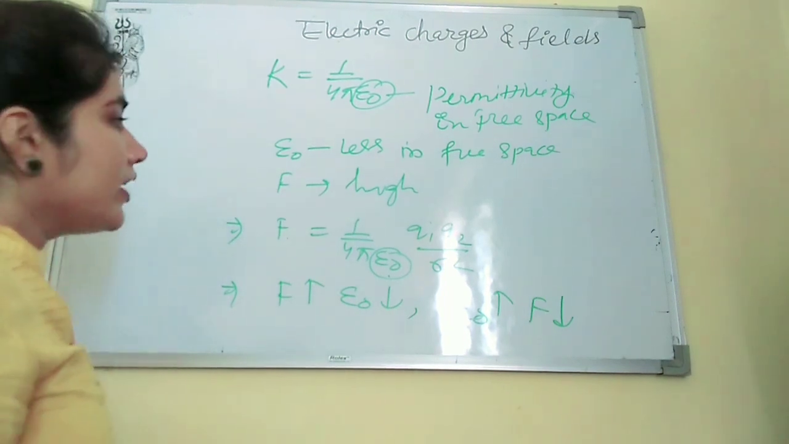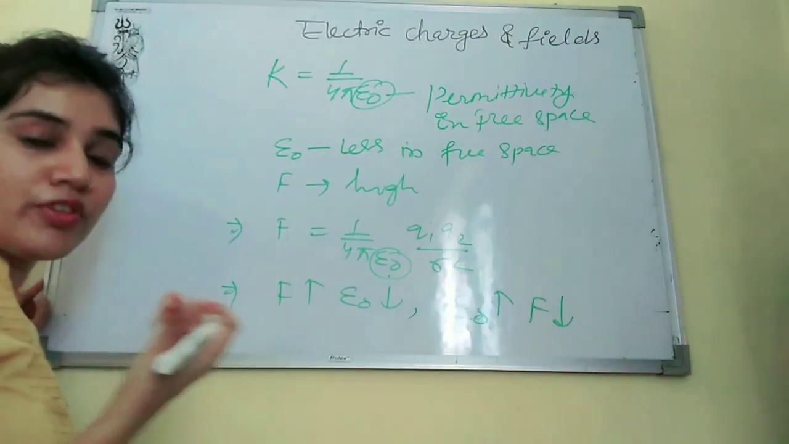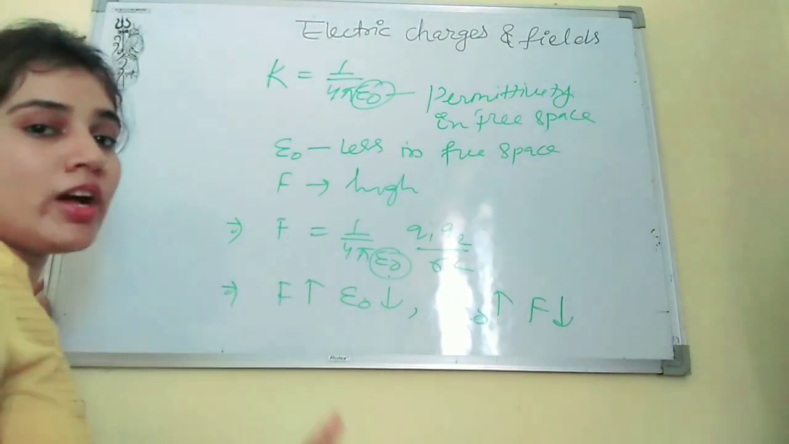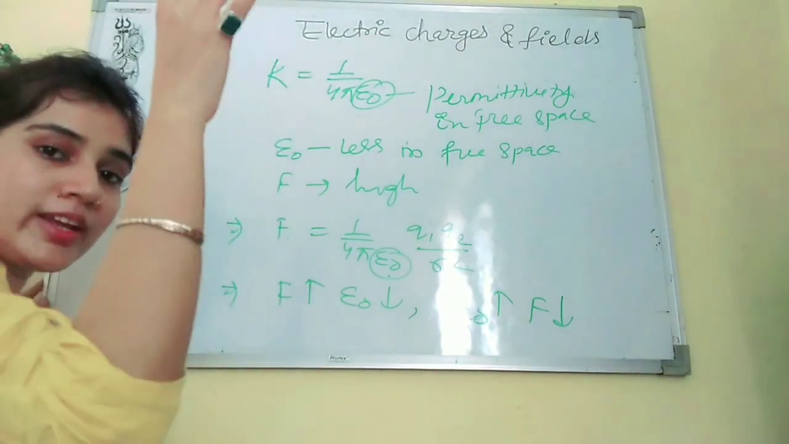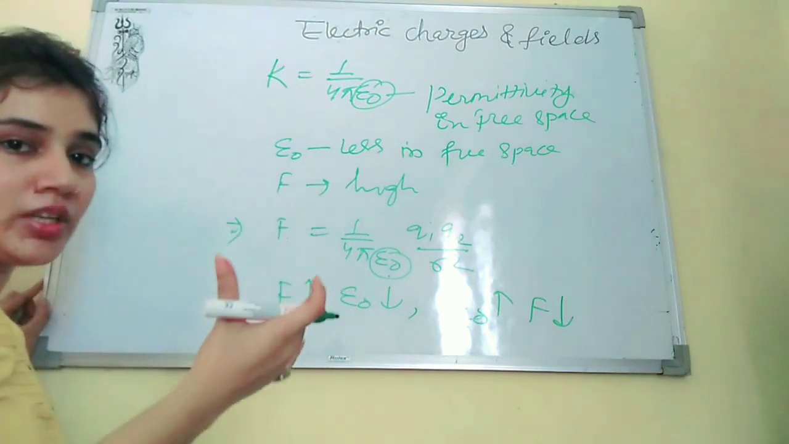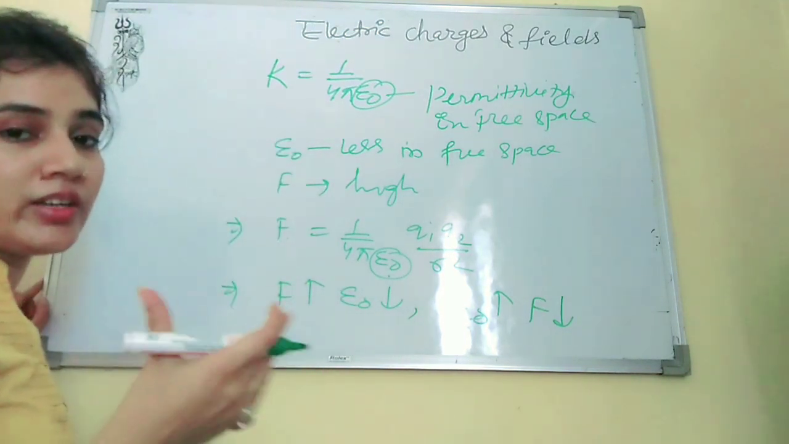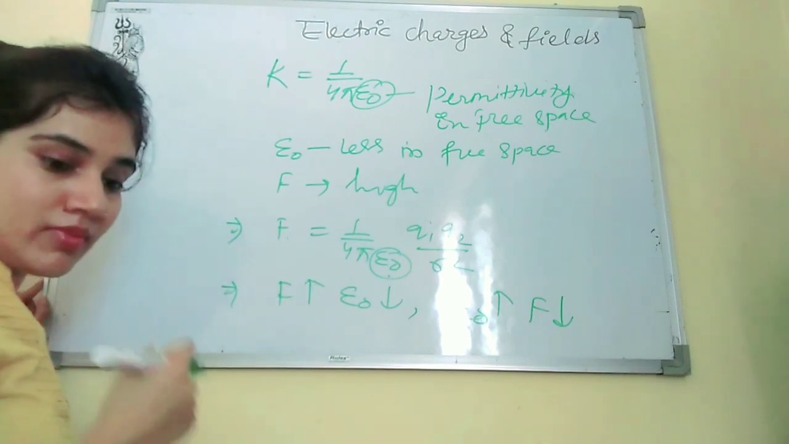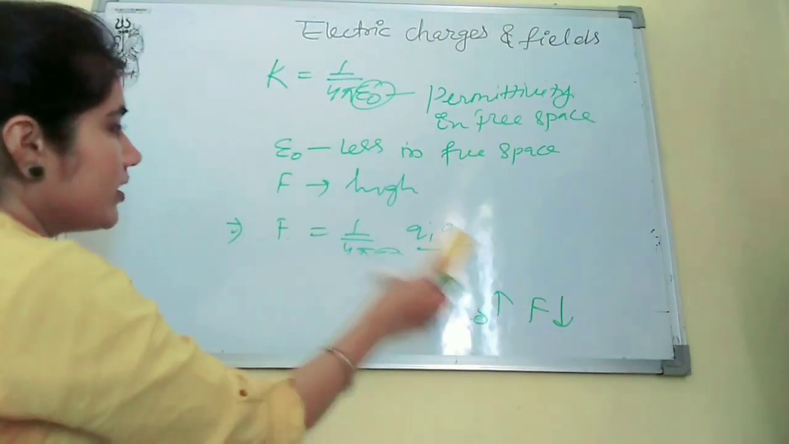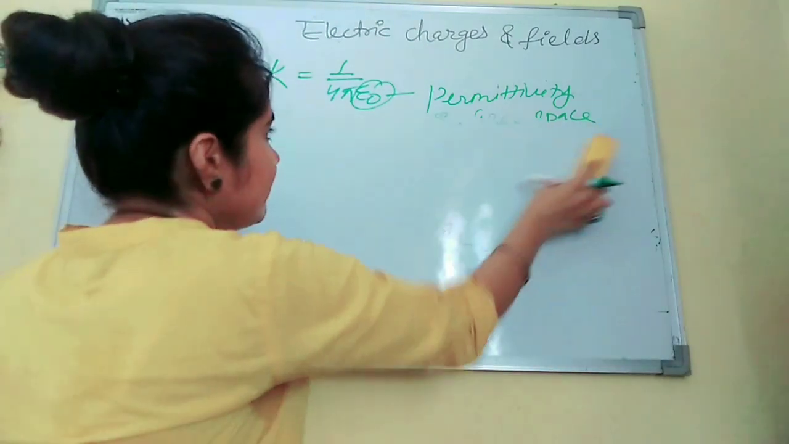Okay, we get a strong force in free space, and if we move to another medium, the force will decrease and the permittivity will increase. So every medium has its own different permittivity. And there was one more term, that is relative permittivity.